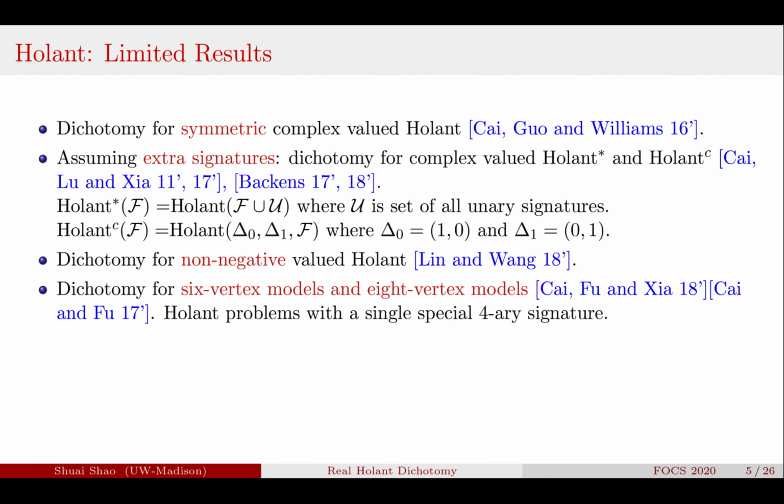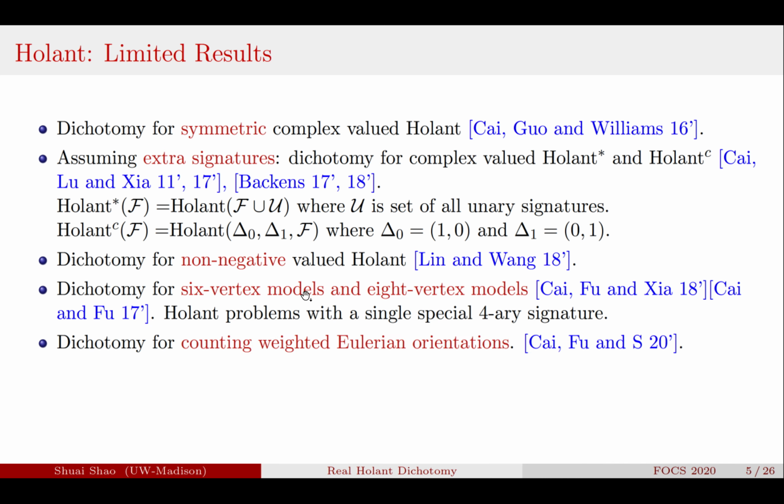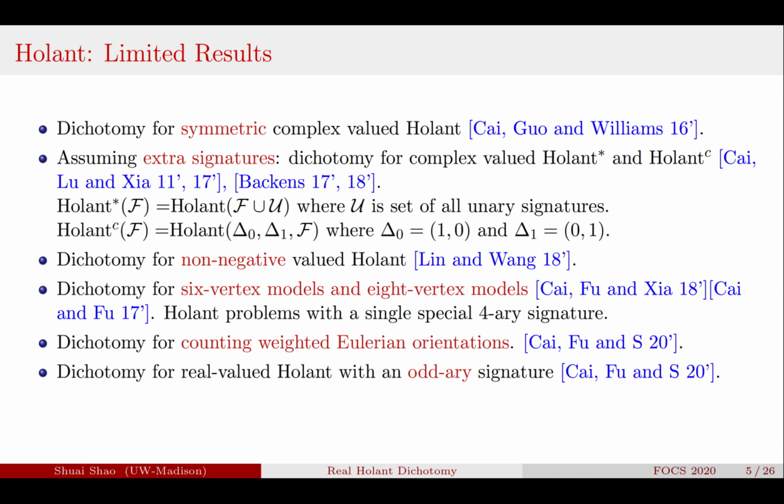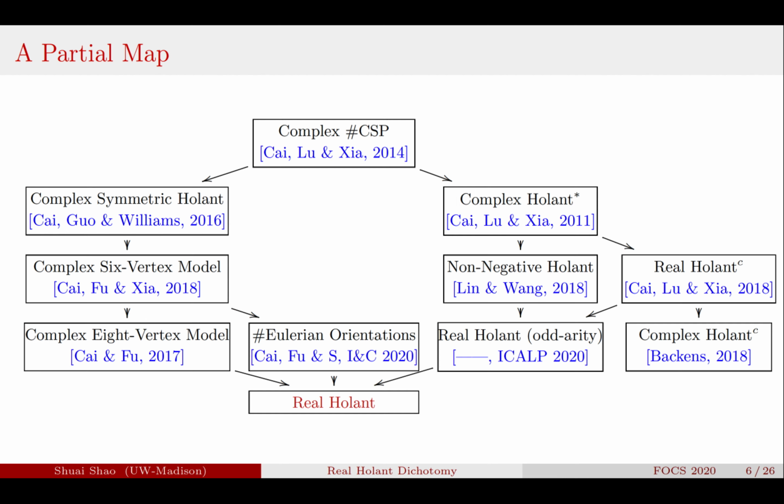There are also dichotomies for some special cases of Holant problems, such as six-vertex models and eight-vertex models. These models are Holant problems parameterized by a single 4-ary signature. A dichotomy was also proved for counting weighted Eulerian orientations by assuming some symmetry condition. When a signature of odd arity is available, a dichotomy was proved for real-valued Holant problems. And in this paper, we prove a full dichotomy for all real-valued Holant problems, without making any assumption as we did in previous results.